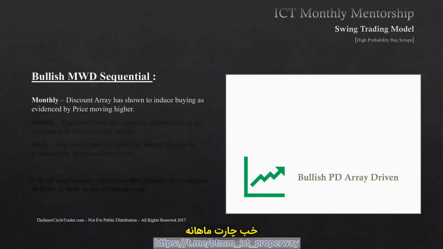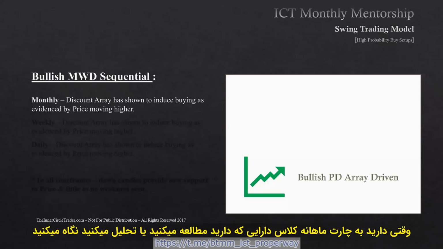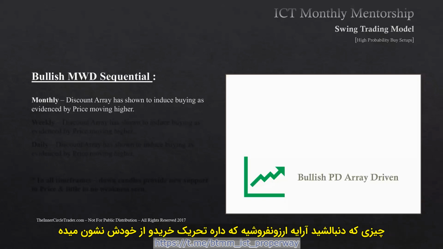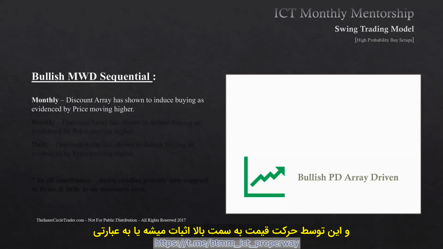Monthly charts. When you're looking at the monthly charts of the asset class that you're studying or doing your analysis on, what you're looking for is a discount array that has shown to induce buying, and it's going to be evidenced by price moving higher. In other words, we're looking for displacement off of a discernible discount array. That could have been a bullish order block, an old low, an old high, it could have reacted after closing in a fair value gap or a void, or it could be bouncing off of a breaker.